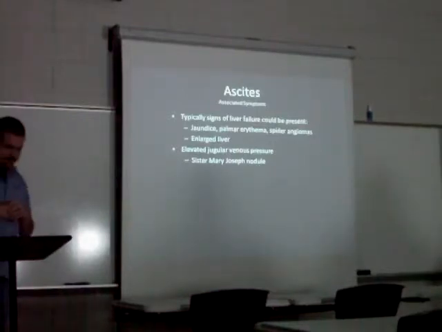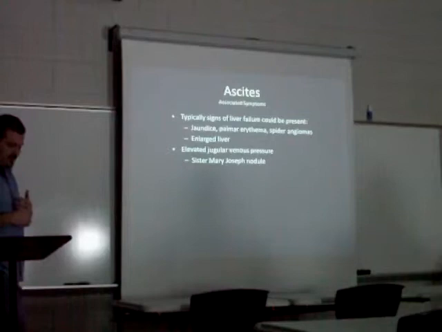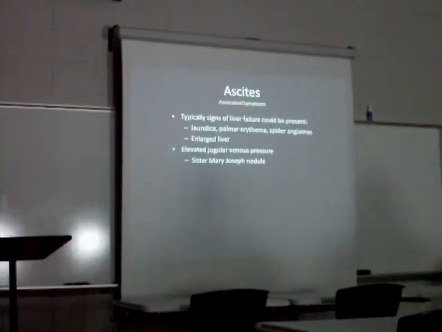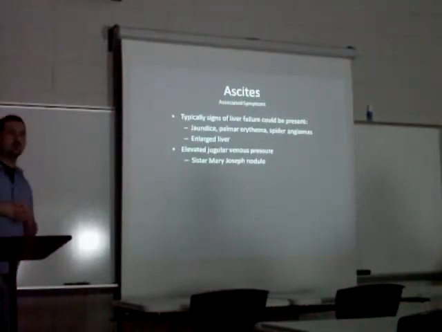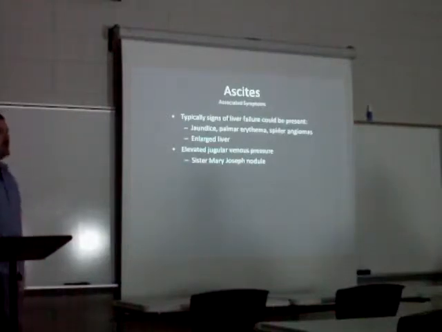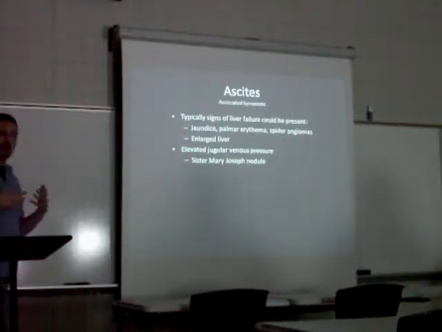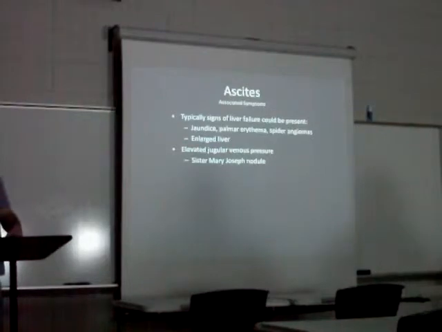Also, an enlarged liver, you can have an elevated jugular venous pressure, and then a Sister Mary Joseph nodule. And this Sister Mary Joseph nodule is usually found in people who have malignancies and metastatic disease, things like that. And it is part of the lymphatic system. But this is not an indication of someone who has ascites. This is just kind of an accessory thing, and not something that if you don't feel it, you can say that the person doesn't have ascites.